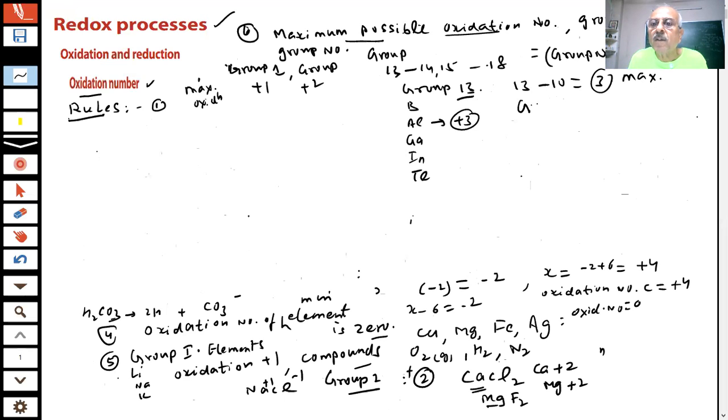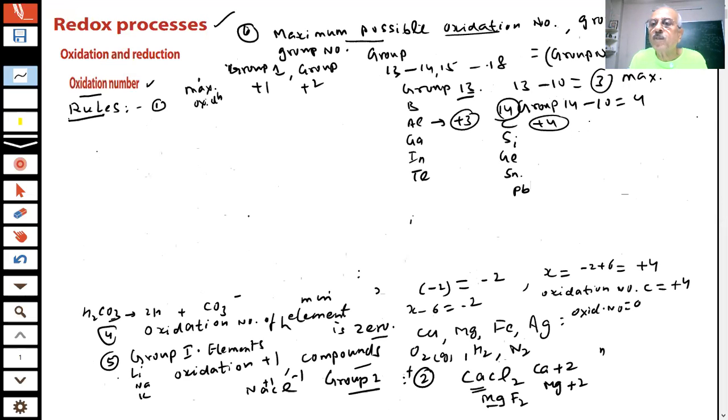For group 14, what will you get, students? 14 minus 10 is 4. So carbon, silicon, germanium, tin, lead. This is the 14th group. For carbon, what is the maximum possible? +4.